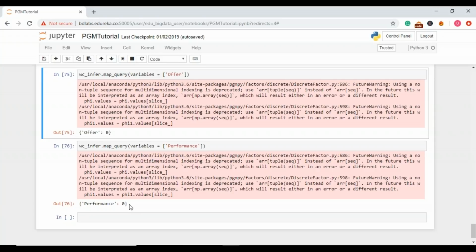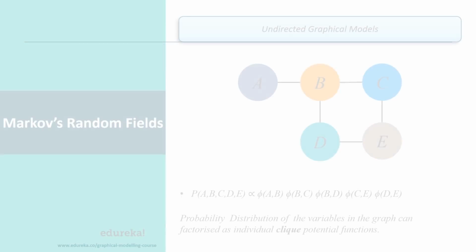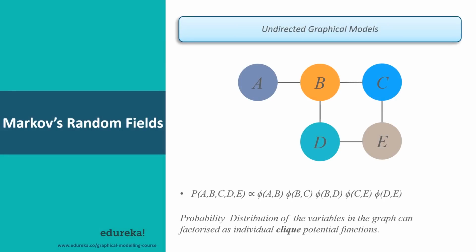So with that, we come to the end of this demo. Reverting back to my presentation. With that, let's move on to Markov random fields. In an undirected graphical model, we say that the edges represent a potential function between two variables, some factor in the factorization of the probability distribution between variables.